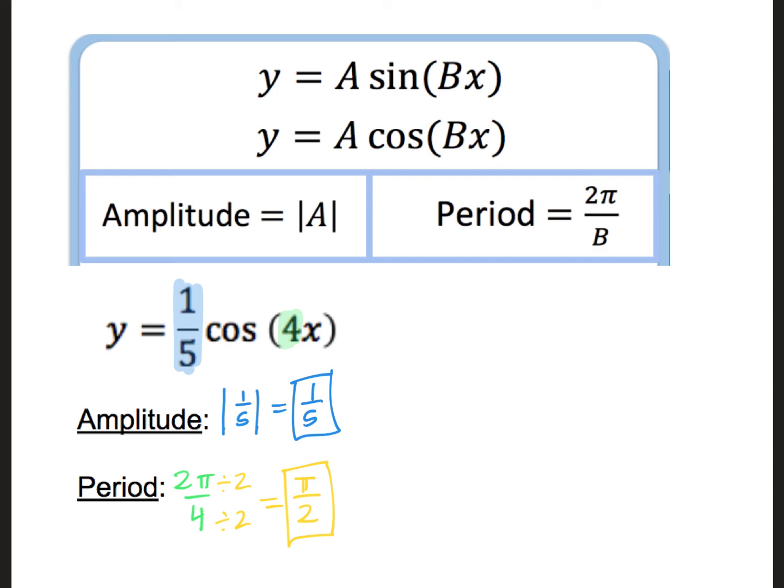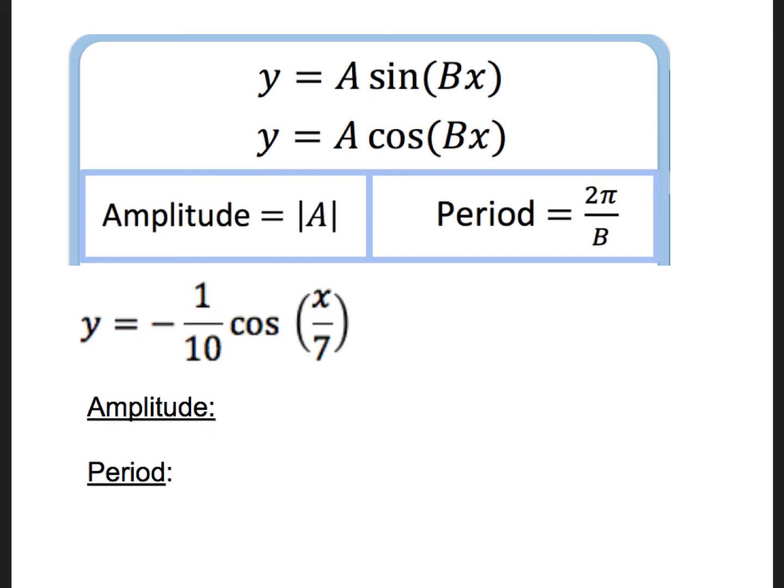All right, and let's look at our very last example. For this example, we have y equals -1/10 cosine of x divided by 7. So to figure out our amplitude, we're going to start by identifying our a value, which is -1 over 10. And we have to take the absolute value of that. So the absolute value of -1 over 10 is just 1/10, and that is your amplitude.